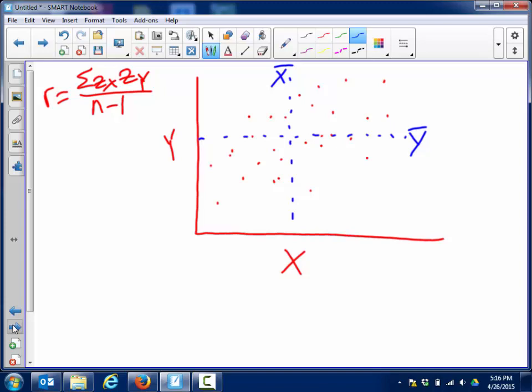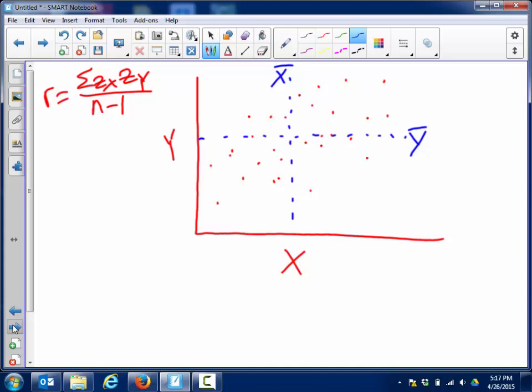And y bar is the average of all the y values for all these points. Okay. While x bar is the average of all the x values for all these points, et cetera, et cetera. Okay. Hopefully that's clear. Vertical and horizontal lines representing those two. All right, so the correlation coefficient is calculated as follows.